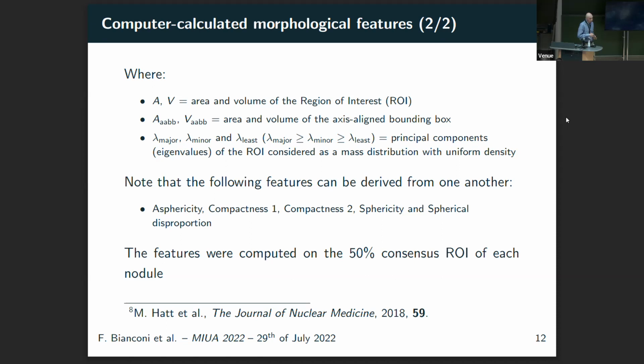The computer-calculated features were extracted using the 50% rule. That means that one voxel was considered within the region of interest if at least half of the annotators marked it as in the region of interest, and outside the region of interest otherwise.